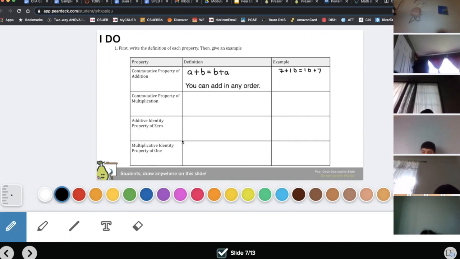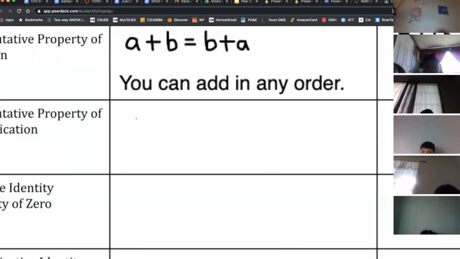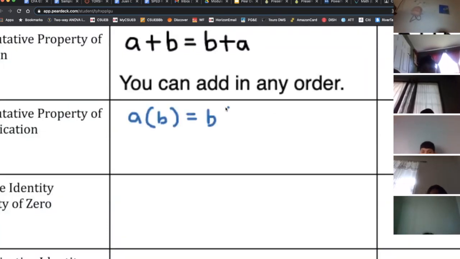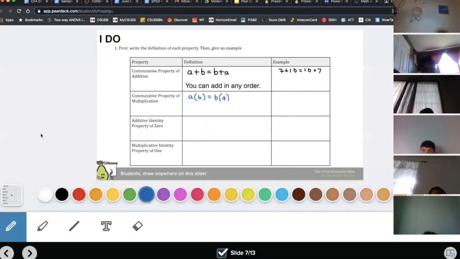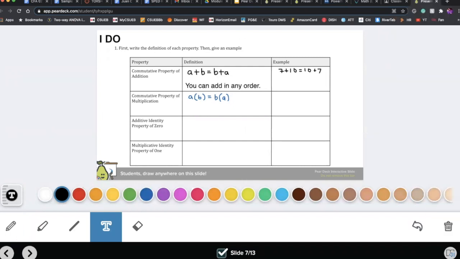Next one, the commutative property of multiplication. With this, I'll write it out in general letters. This means A times B is equal to B times A, which means you can do what? Please let me know in the chat what this means. If it's just like you can add in any order, this means you can do what with multiplication? Yes, perfect. I got a couple of responses already. This means you can multiply in any order.